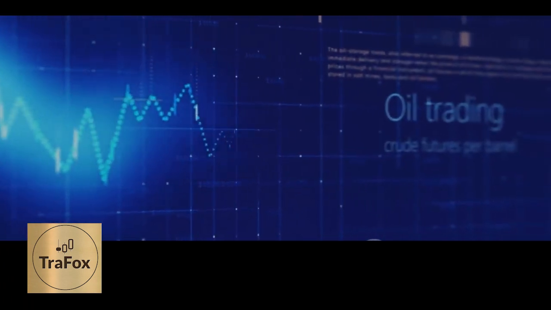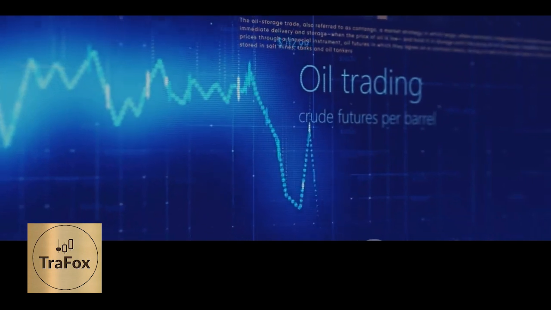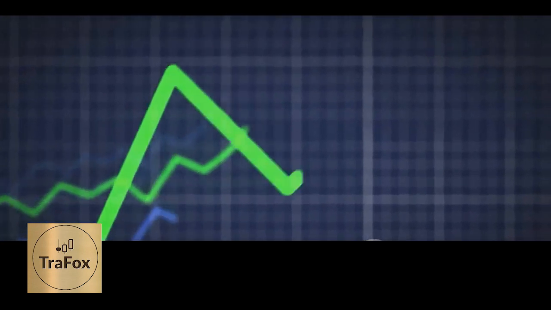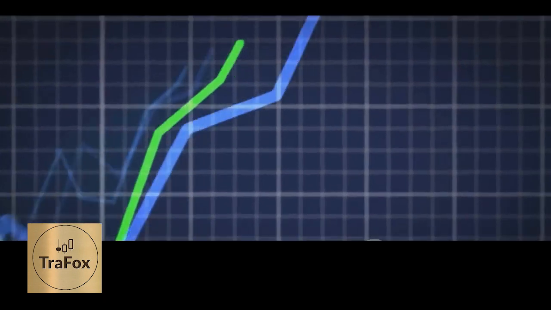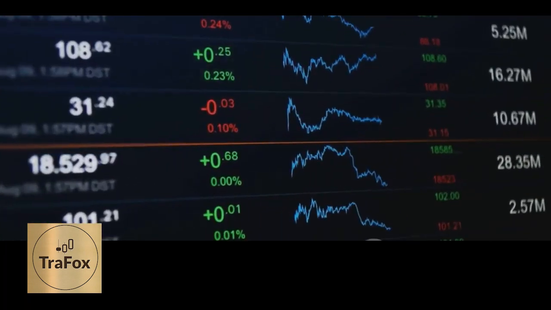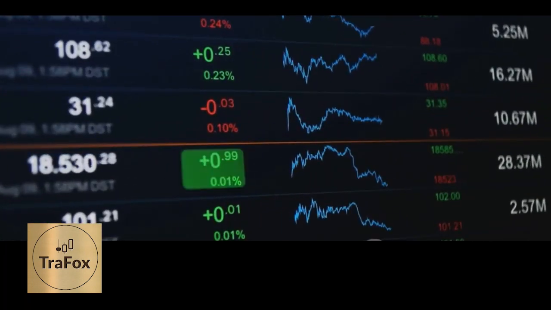Trends are your friends in the world of technical analysis. They give you the overall direction of the market. The ability to accurately identify and interpret trends can be a game changer in your trading journey. So stay sharp, keep practicing, and let the trends guide your way. Next, we identify support and resistance levels.